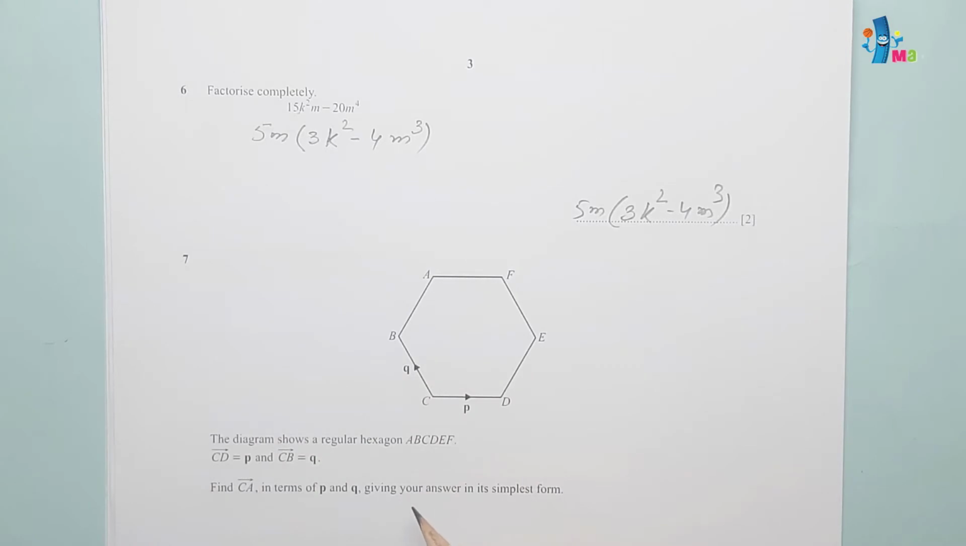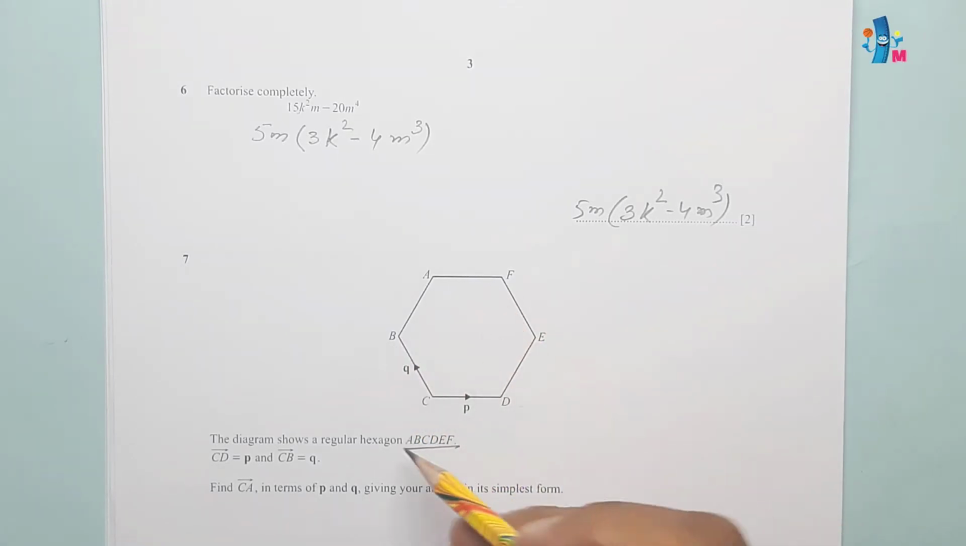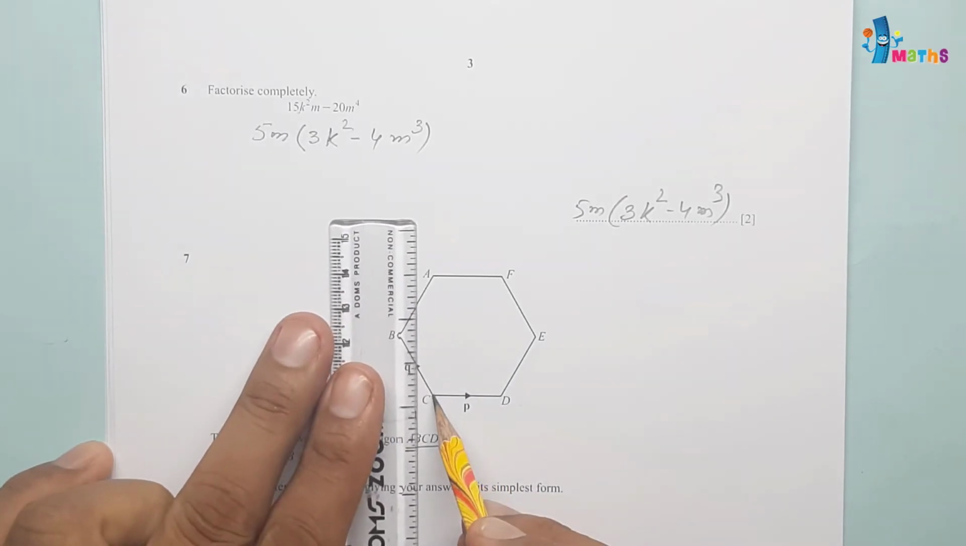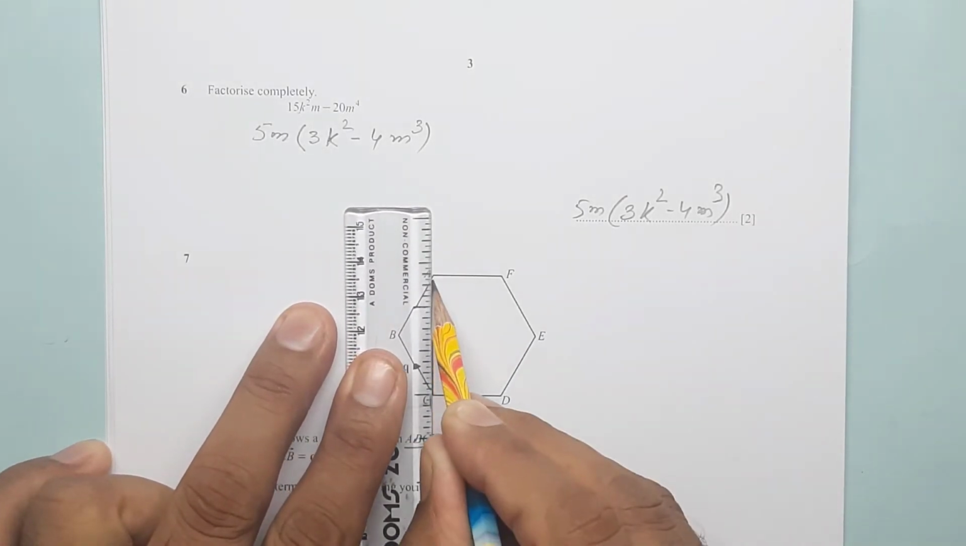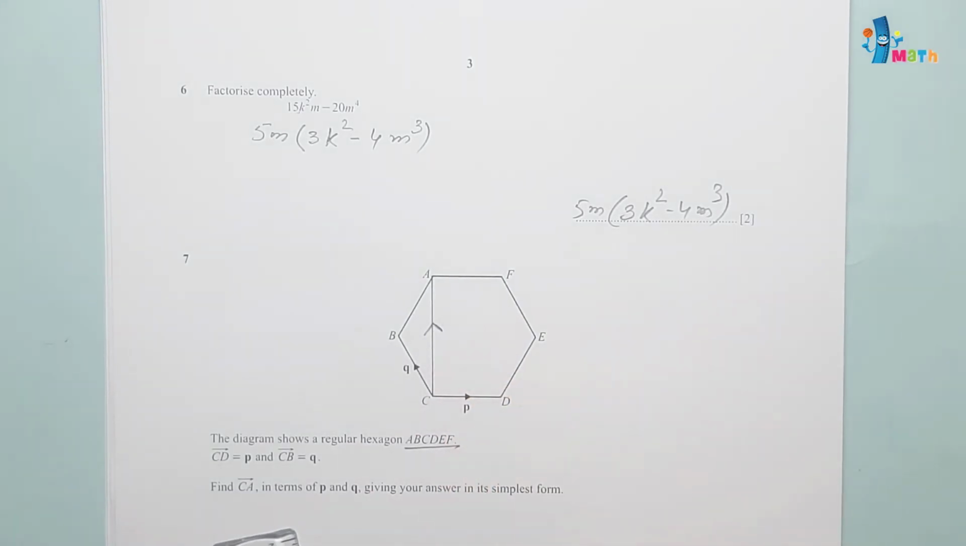Question number 7. The diagram shows a regular hexagon A, B, C, D, E, F, and CD is equal to P, CB is equal to Q. Find CA. We have to find CA. So we can join CA like this. We need this vector in terms of P and Q, giving your answer in simplest form.